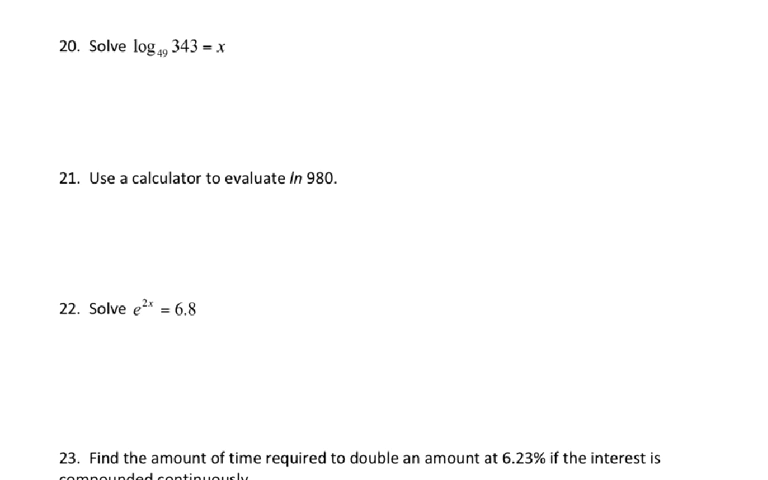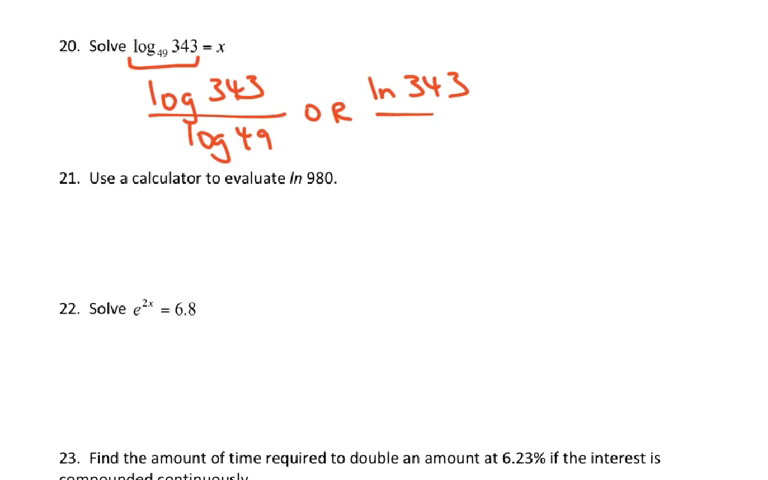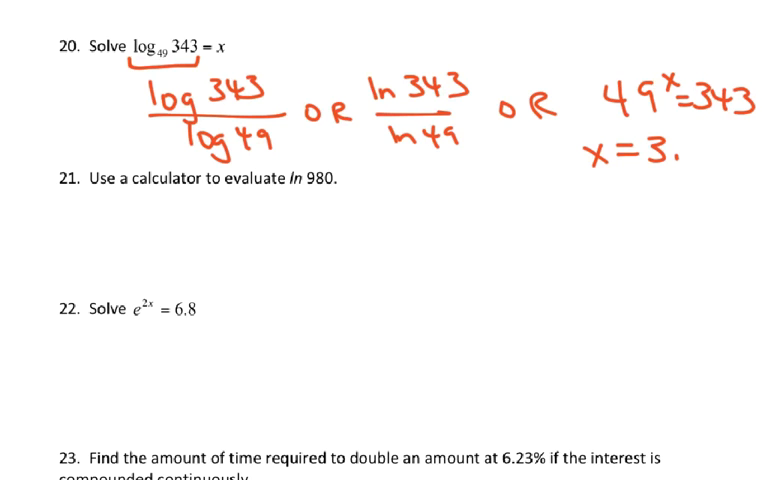Number 20, solve log base 49 of 343 equals x. One of the things I want you to notice is that this is already set up for you to do log base if you have it. Or you can do the base change formula. Or you can use this version. Or you can rewrite it in exponential form. It would be 49 to the x power equals 343. The nice thing about this particular problem is the answer is a rational number, and you would get 1.5, or 3/2. You probably wouldn't do it this way, though.